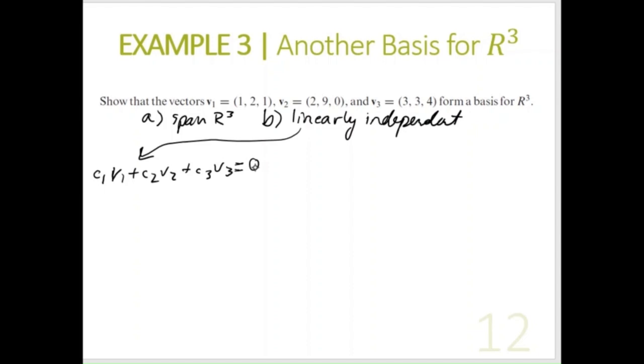And then if we also wanted to determine if these vectors span R3, we need to be able to show that for every vector b, we could express it as a linear combination of those vectors. So here we would set this up as C1 v1 plus C2 v2 plus C3 v3 now equals an arbitrary vector b. Hopefully you remember that from our spanning sets section.